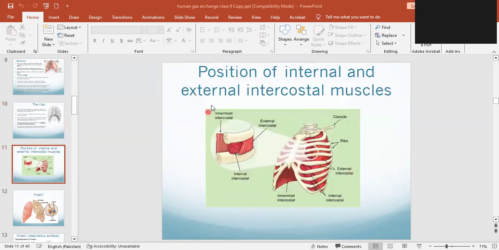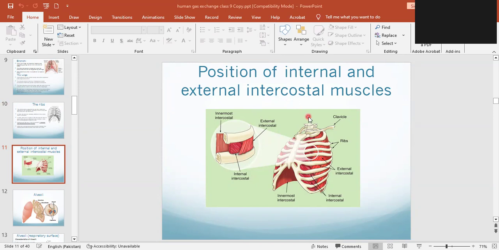Okay. Then looking at the position of the internal and external intercostal muscles. The ones you find in the outer area are known as external intercostal muscles, and the ones you find behind the external intercostal muscles are known as internal intercostal muscles. So you have external intercostal muscles and internal intercostal muscles. Make sure you have written the correct spelling. It's not C-O-A-S-T-A-L, it's C-O-S-T-A-L.